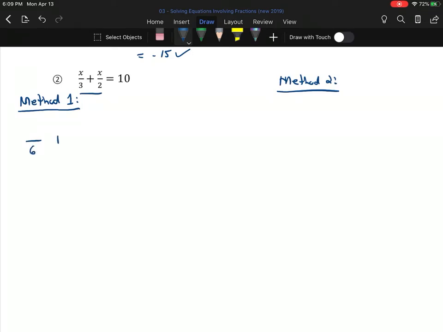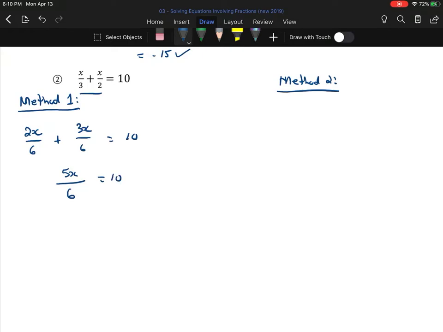So I need a common denominator. The common denominator is 6. So I need the first one over 6 plus the second one over 6 equals 10. And so what, I multiplied this denominator by 2. So it was the denominator 3. I multiplied it by 2 to get 6. So I've got to multiply the numerator by 2, and I get 2x. The second fraction was x over 2. To get it to 6, I had to multiply the denominator by 3, and so I've got to multiply the numerator by 3. Now I can add the two fractions.